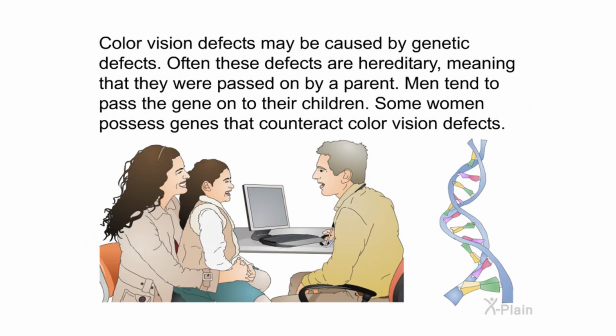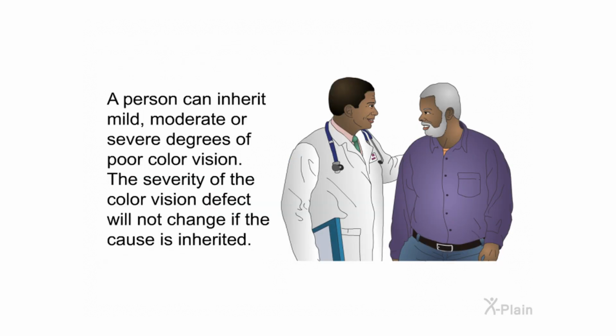Color vision defects may be caused by genetic defects. Often these defects are hereditary, meaning that they were passed on by a parent. Men tend to pass the gene on to their children. Some women possess genes that counteract color vision defects. A person can inherit mild, moderate, or severe degrees of poor color vision. The severity of the color vision defect will not change if the cause is inherited.